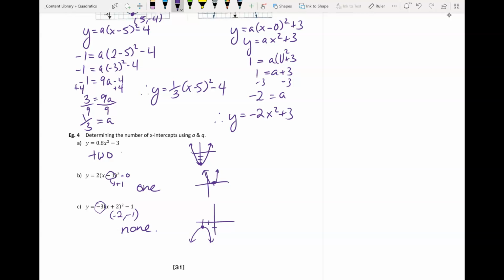So again, for question 4, just read off the vertex, determine where your arms are facing, either up or down, according to if your a value is positive or negative, draw a rough sketch of it, and then you can determine the number of x-intercepts.